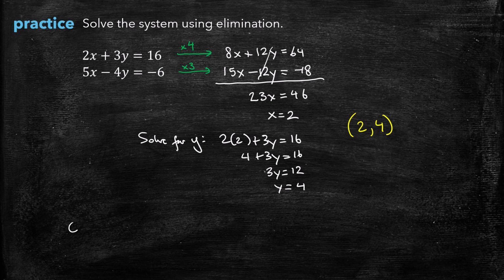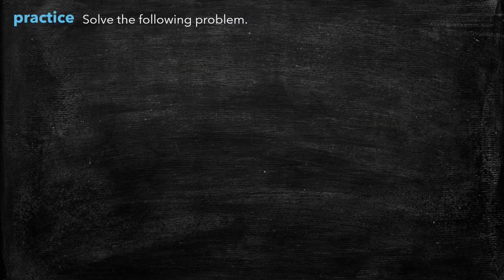And then we check. This time you want to check using the other equation. So you would do 5x minus 4y, so 5 times 2 minus 4 times 4. Does that equal -6? That's 10 minus 16, which does indeed equal -6. And we're done. We're going to end with a real world problem.